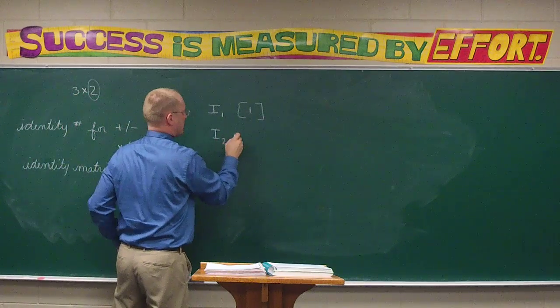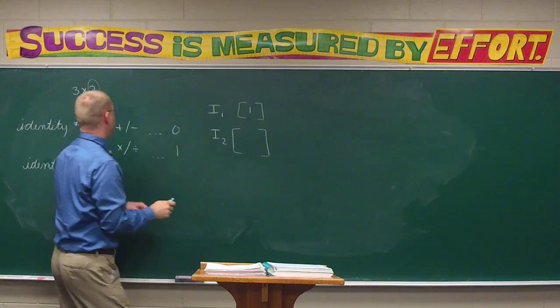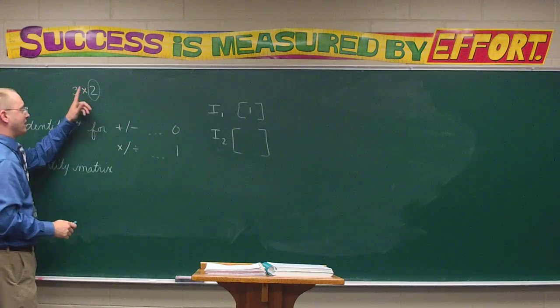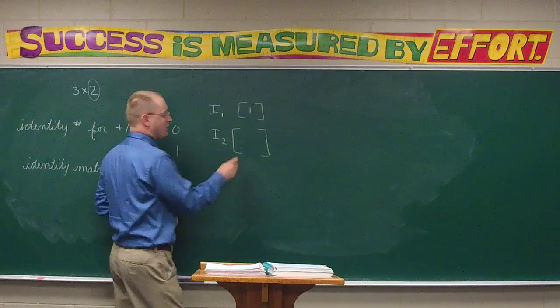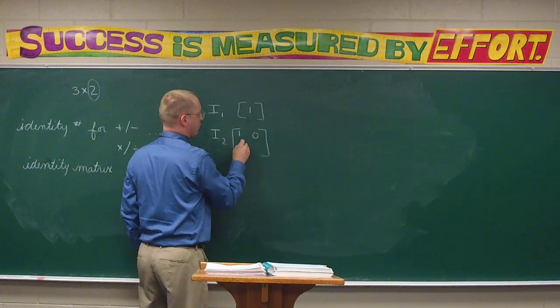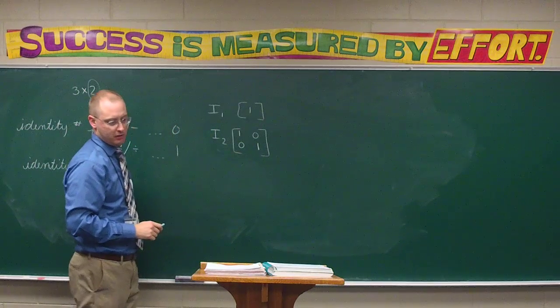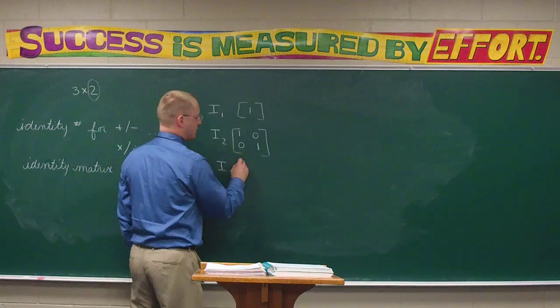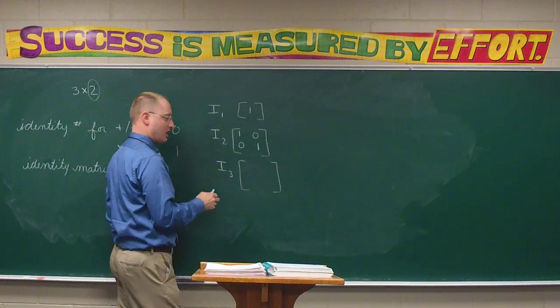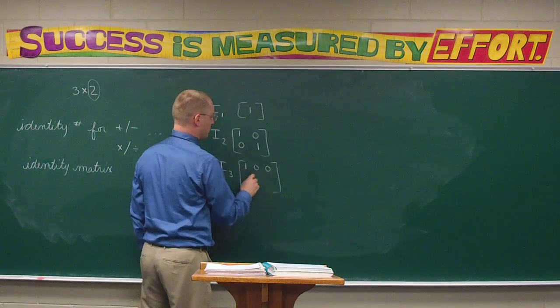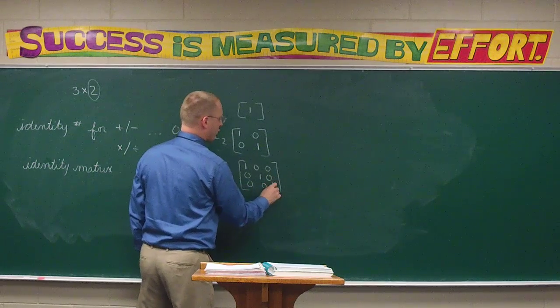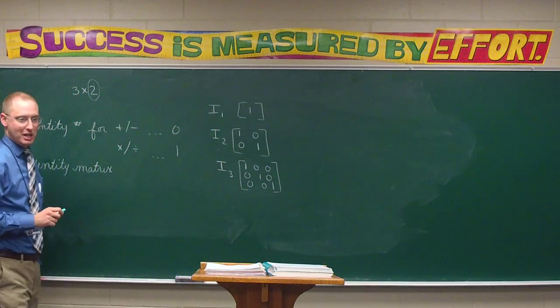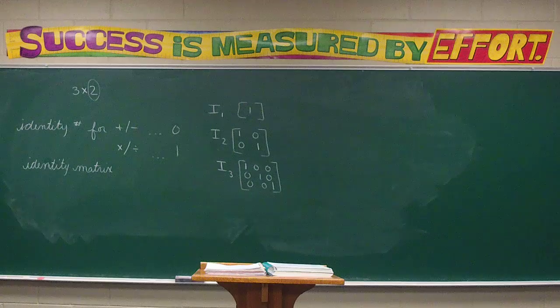The I2 matrix has to be a 2 by 2 matrix because we don't want to affect the outcome of the other. So for the I2 matrix, it's going to be 1, 0, 0, 1. The I3 matrix, well, this is going to be a 3 by 3 square matrix, is 1, 0, 0, 0, 1, 0, 0, 0, 1. Do you see what's happening with the identity matrices? Because if you see the pattern, we don't have to memorize any of these. What's the pattern in an identity matrix?